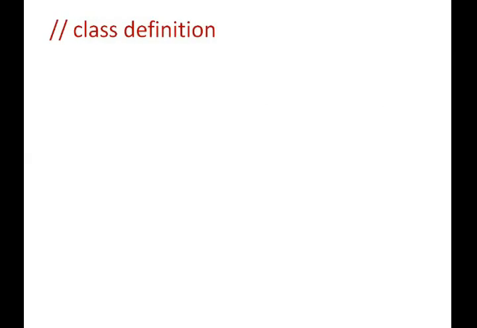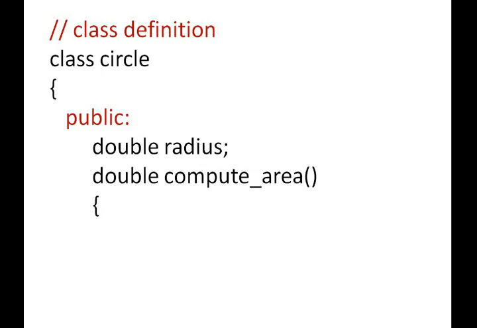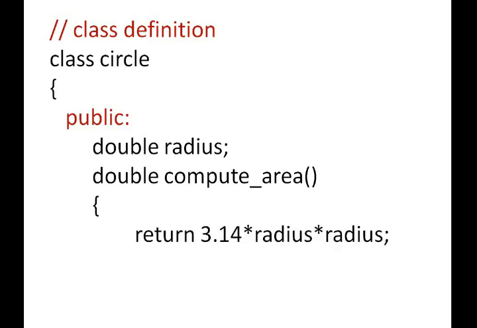So here is a simple example for class definition. Class circle. Here circle is the class name, then the opening bracket, then public is the access specifier, followed by a colon, then double radius, which is data, and double compute area, which is a function. Please listen: radius is a member variable, and its access specifier is public. Compute area is a member function, and its access specifier is also public because all these members are defined under public.